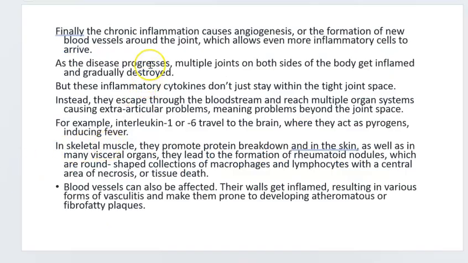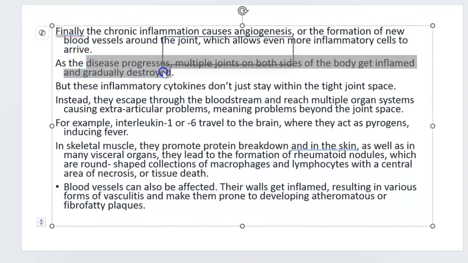So the chronic inflammation causes angiogenesis, or the formation of new blood vessels around the joint, which then allows even more inflammatory cells to arrive. So it is a self-perpetuating process because it's actually creating even more pathways to get there. As the disease progresses, multiple joints on both sides of the body get inflamed and gradually destroyed.